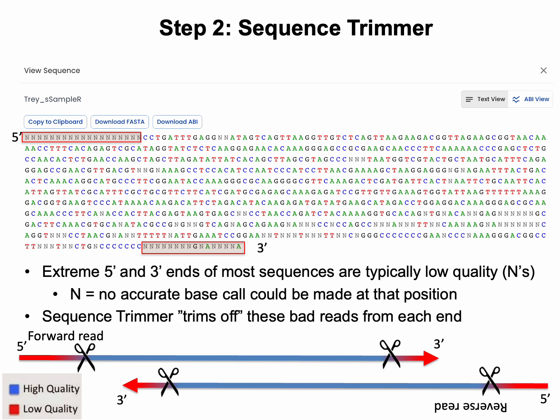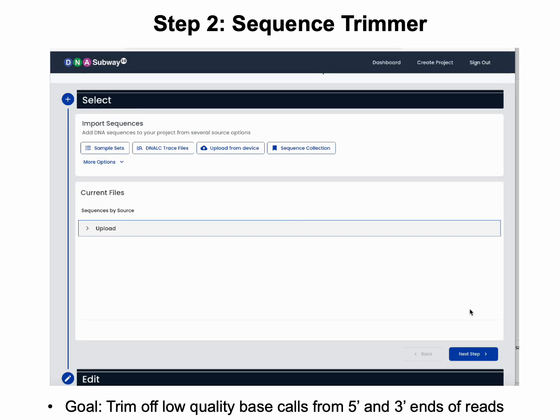As we described before, typically in any individual read, there's going to be bad or no calls at the front end and the back end of the sequence, as you can see highlighted at the 5' and 3' end of this sequence here in the red boxes. Those ends typically need to be trimmed off, and Sequence Trimmer does that for you. It basically snips off these bad reads automatically for you. Let's take a look at Sequence Trimmer in action.